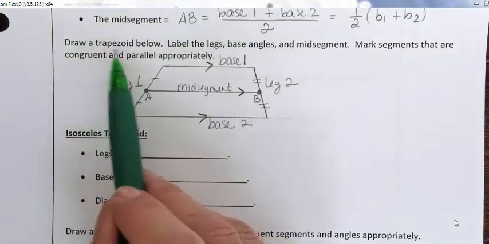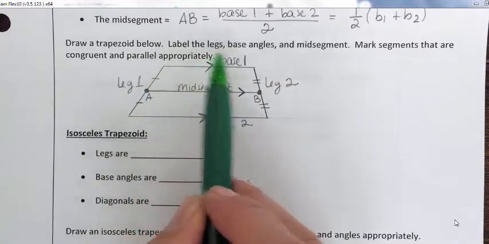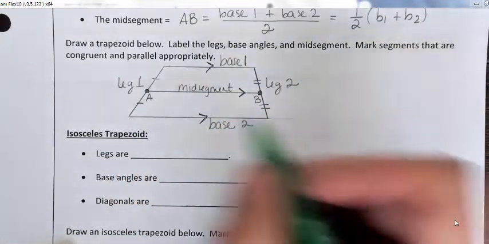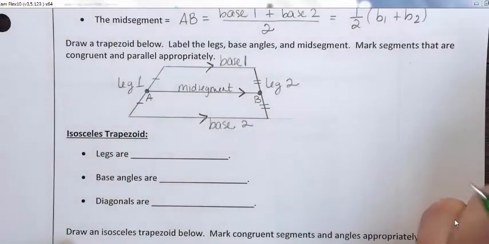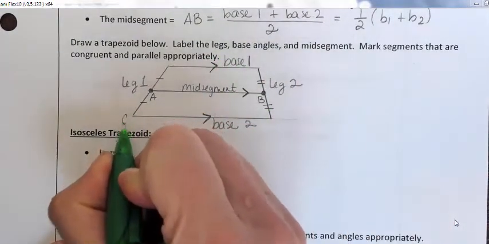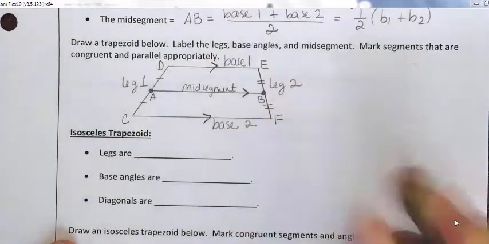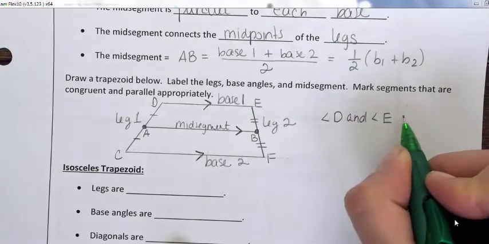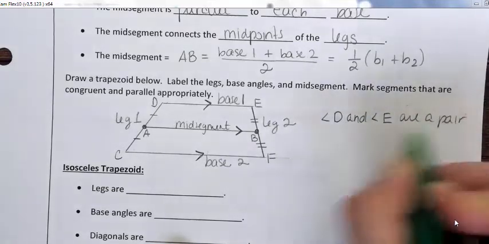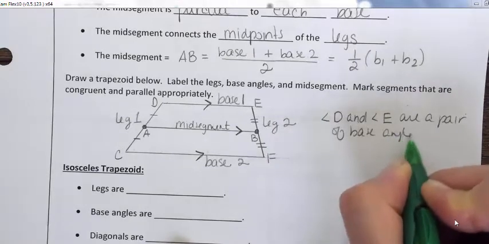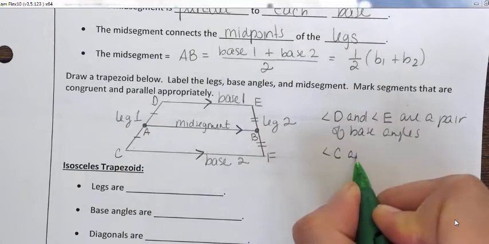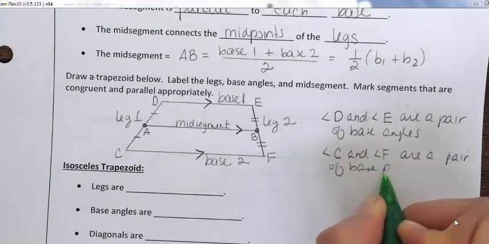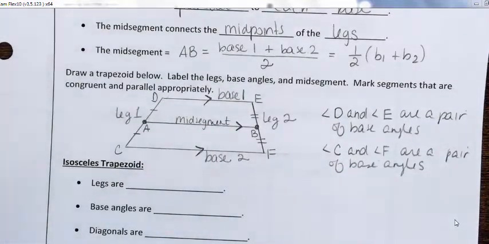All right, let's see what we've done here. So draw a trapezoid below. Label the legs. We did that. Oh, the base angles and the mid-segment. We labeled the mid-segment. Okay, so the base angles. How can we do this? So one pair of base angles. How can we do this? Oh, I have an idea. We'll go C, D, E, and F. And how about if we say that angle D and angle E are a pair of base angles? And then also angle C and angle F are a pair of base angles. That way we don't make our diagram too noisy with too many things on it.